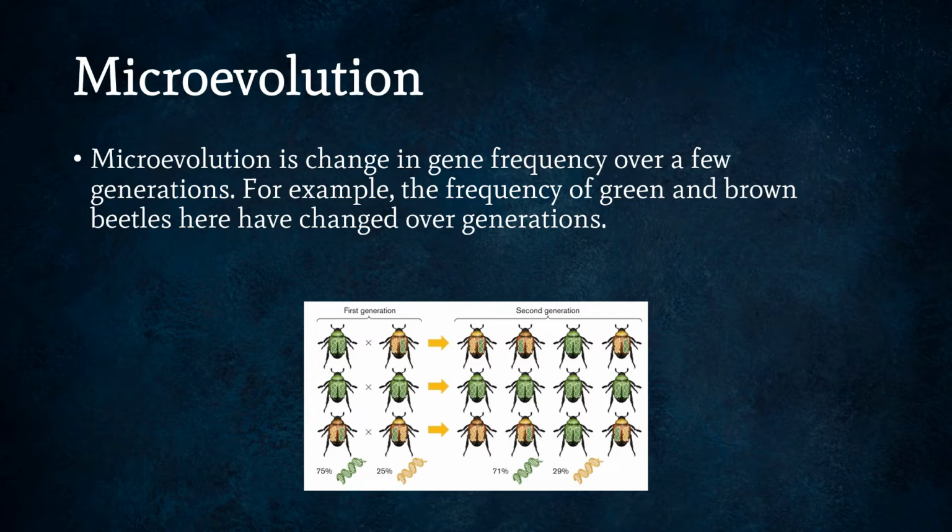This is over a few generations. And the example is shown here in this image of the green and brown beetles and how they've changed over generations. So this can even happen over one generation. Microevolution can happen on a small scale in a small period of time. There's a misconception that we need a lot of time to observe evolution, and that's not true. We can see it in one generation.